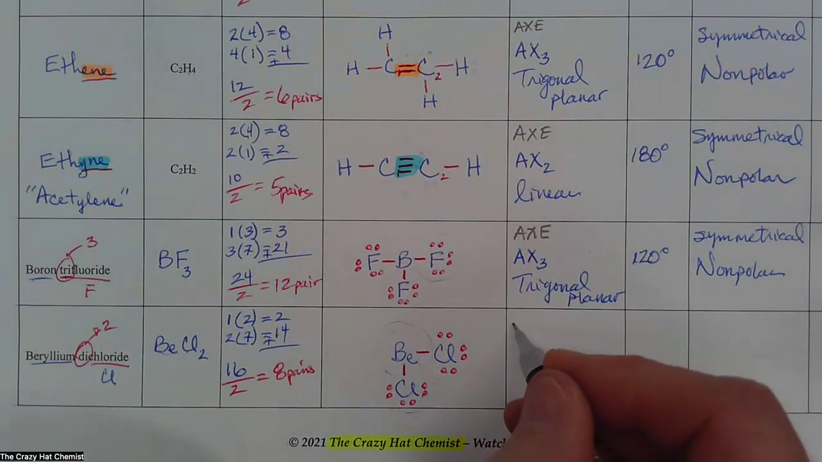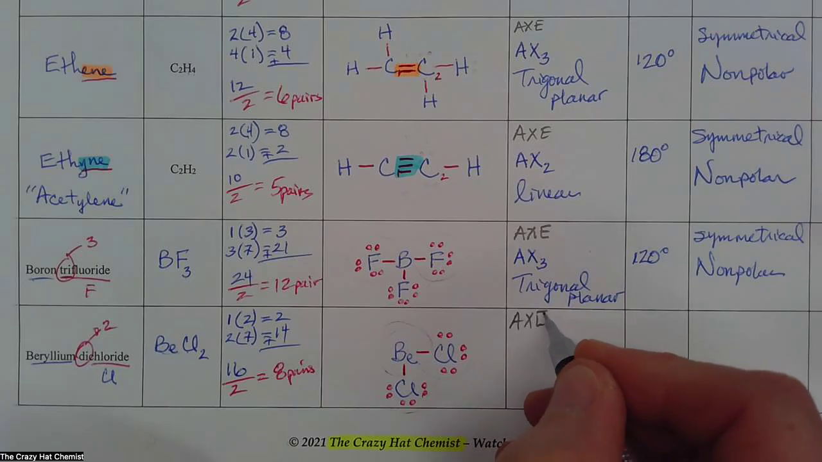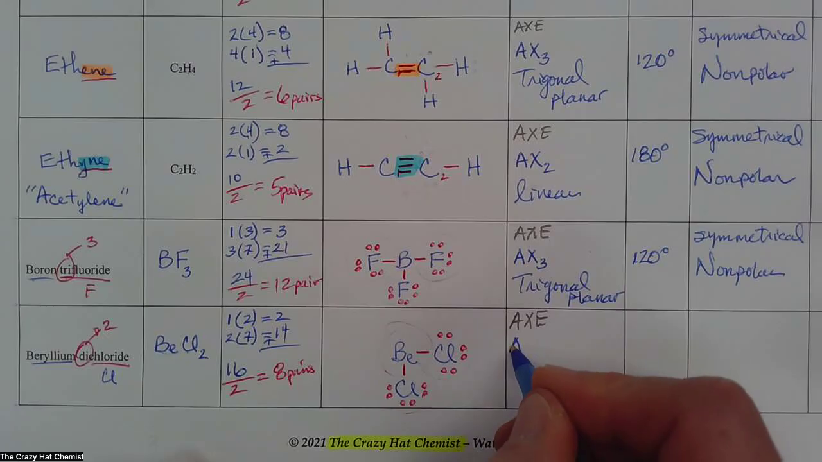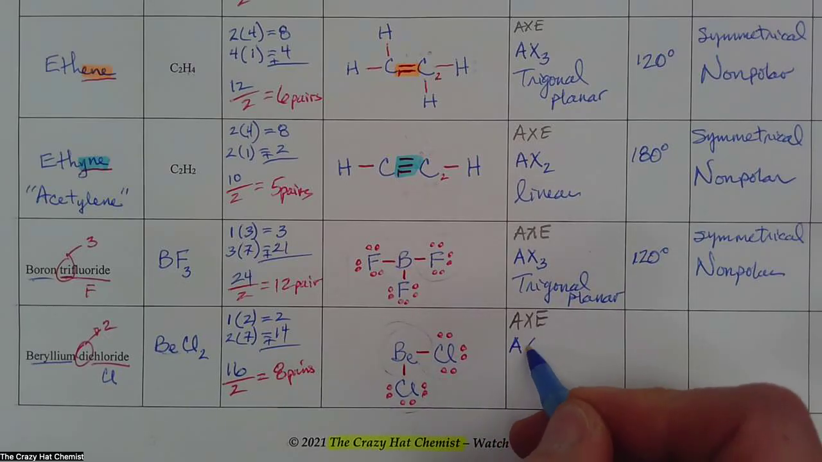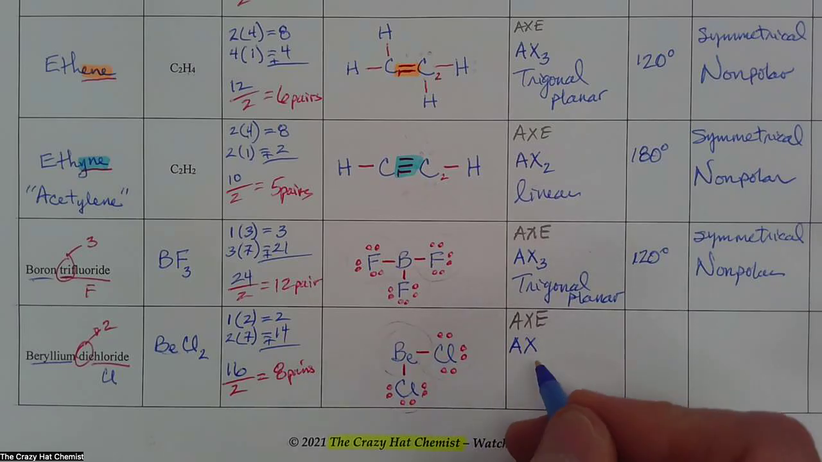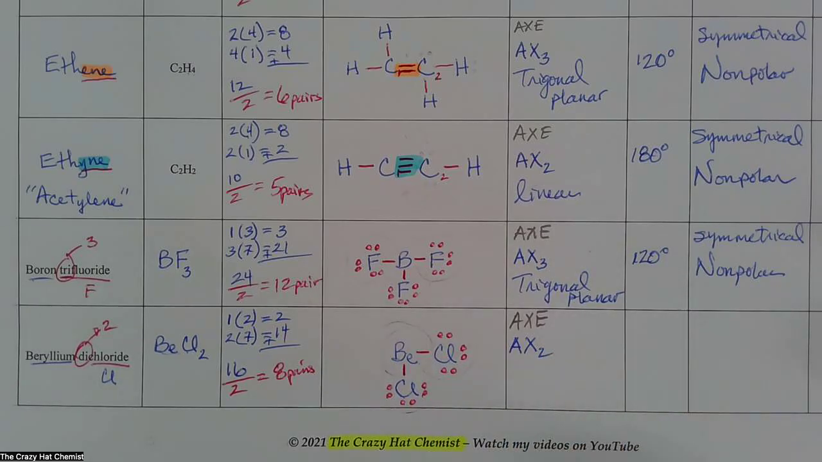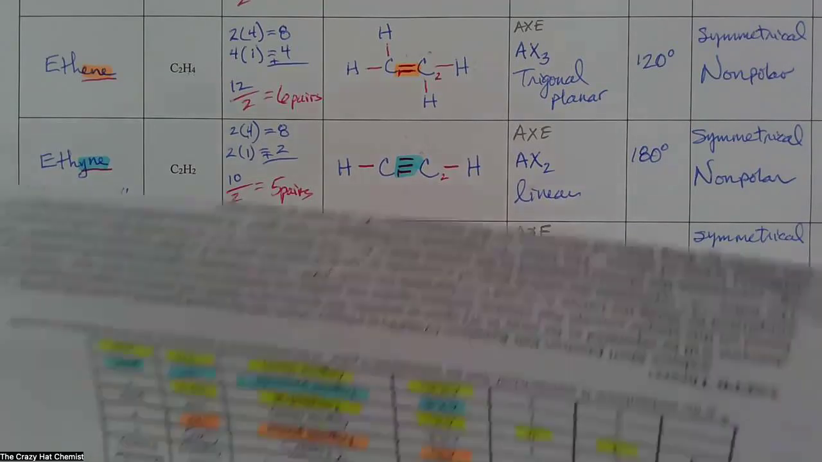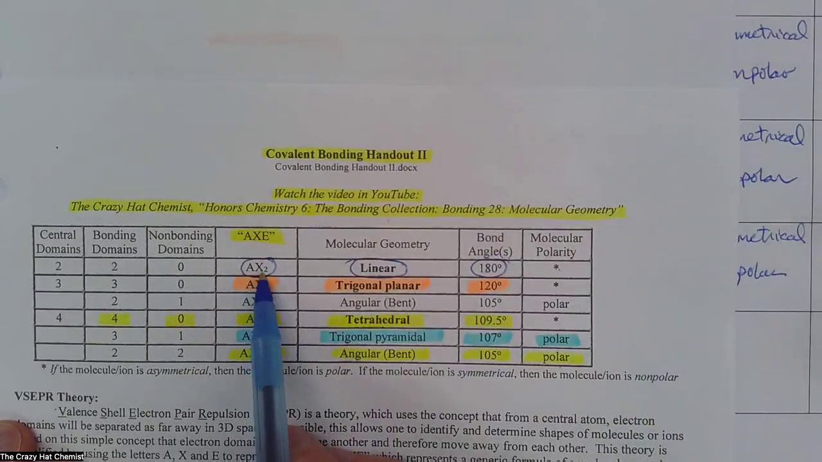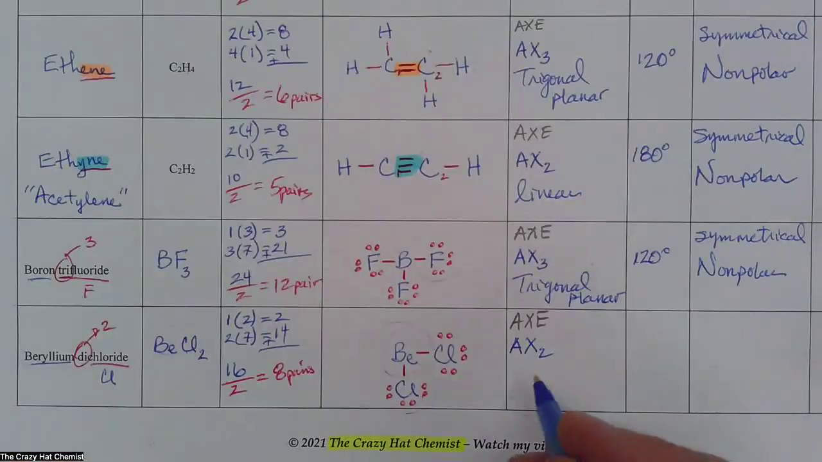We do need to come up with the AX notation. Excellent. And that is the A for the beryllium. And then the X's are the atoms that are physically attached to it. That's that chlorine, and that's a 2. And then we're going to look at our sheet of paper. That's our AX2. Whoops, upside down doesn't work. AX2 is linear.